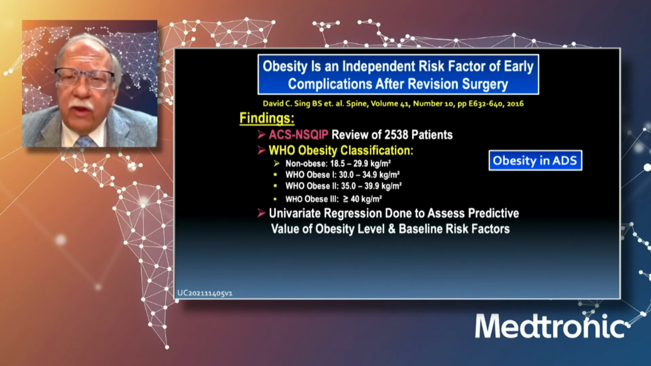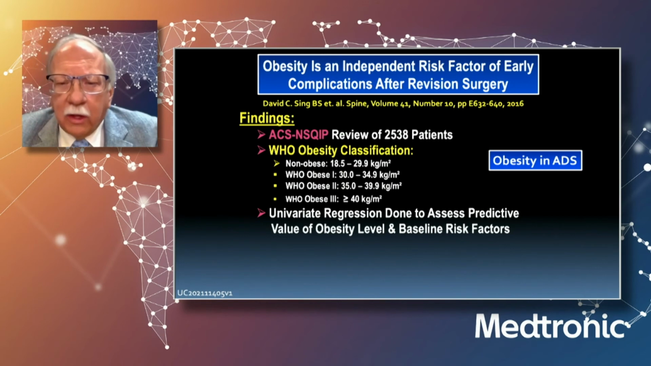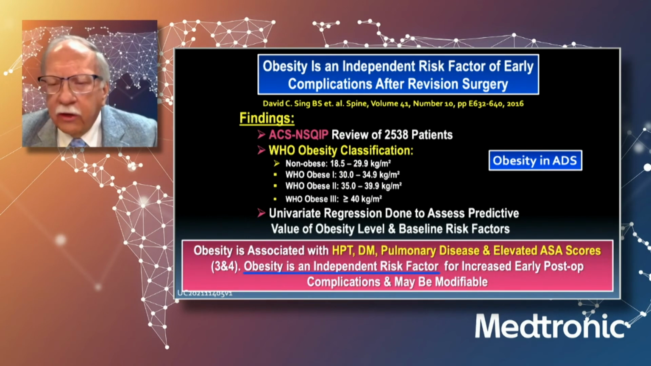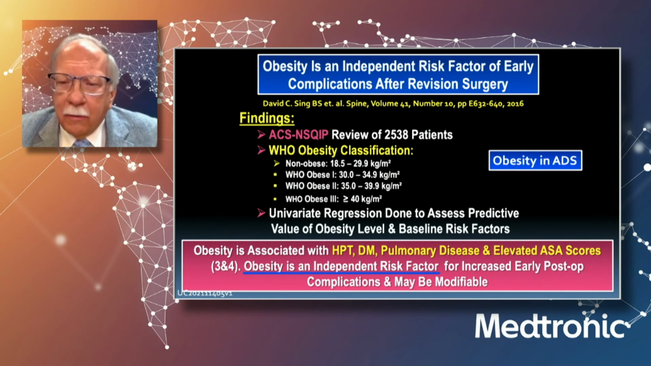When we look at obesity, Singh looked at this and found that it's associated with all the things you would expect: high blood pressure, pulmonary disease, diabetes.